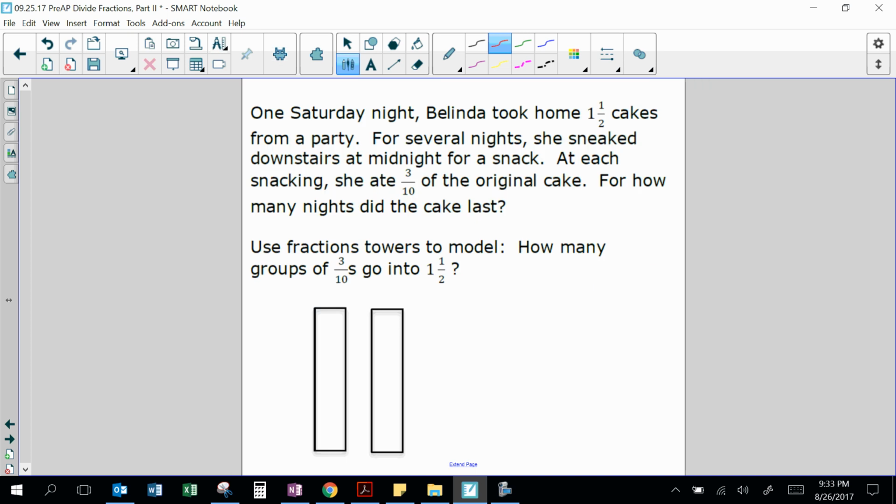On one Saturday night, Belinda took home 1 1/2 cakes from a party. For several nights, she sneaked downstairs at midnight for a snack like a gremlin. At each snacking, she ate 3/10 of the original cake. For how many nights did the cake last? Use fraction towers to model. How many groups of 3/10 go into 1 1/2?